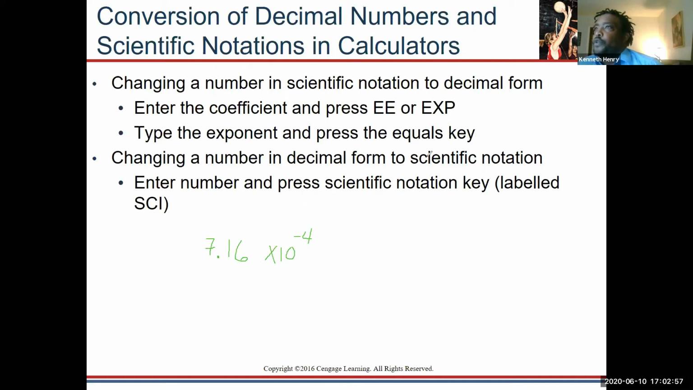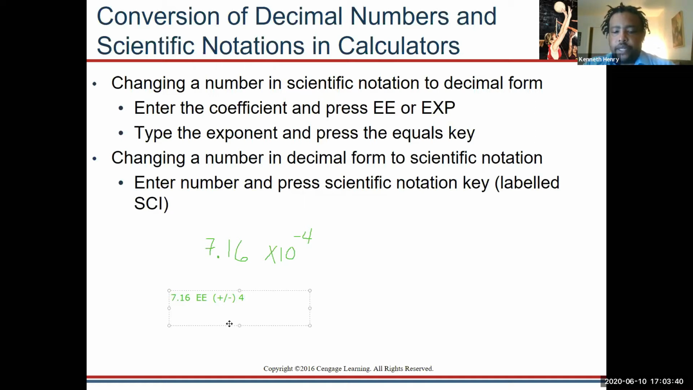Oh, then this is what you're going to type in. It'll be 7.16. And then you're going to hit the button that says EE, or you may have the EXP button. And then you're going to hit the plus/minus button, or it'll say parentheses minus. You're going to hit that button, and then you're going to hit 4. Okay?